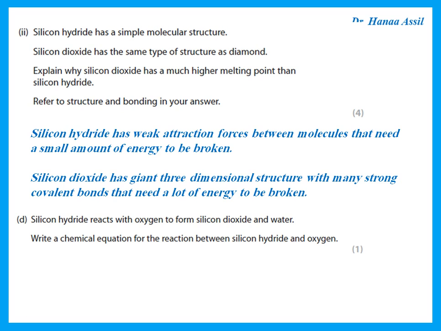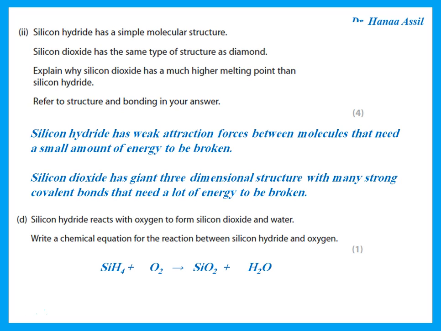Then he says silicon hydride reacts with oxygen to form silicon dioxide and what? Write a chemical equation for the reaction. So he already told me that silicon hydride, that's SiH4. Now he's reacting it with what? With oxygen. Remember that oxygen is diatomic, so it has to be O2. To give what? Silicon dioxide. Silicon dioxide means I have 2 oxygens for each silicon, so SiO2. And water, of course, is H2O.